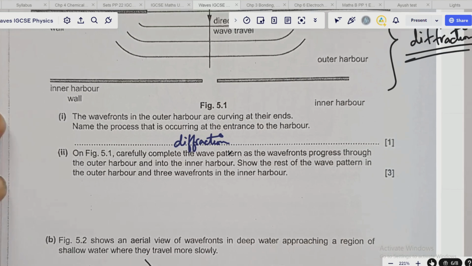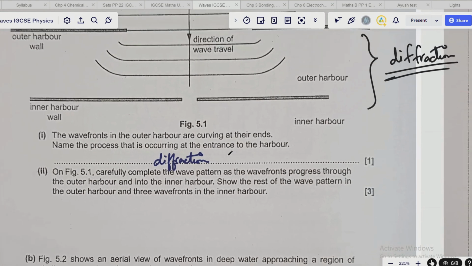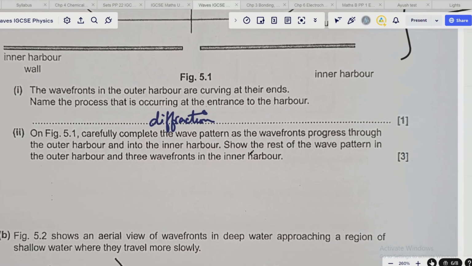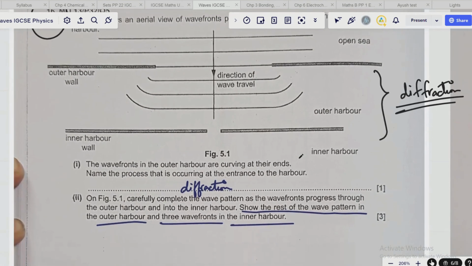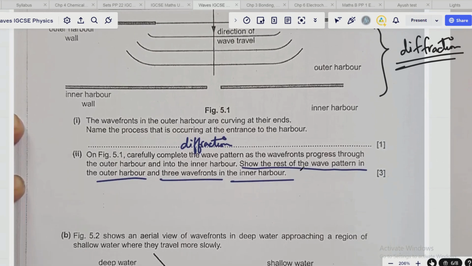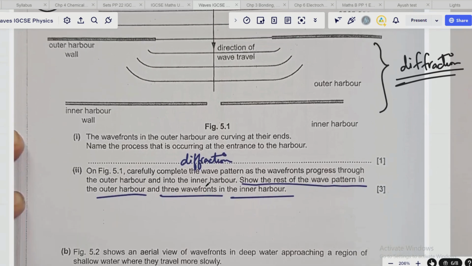Now on figure 5.1, carefully complete the wave pattern as the wavefront progresses. So I just drew the pattern for you. We will have more curves. Okay, this is what you need to draw. Just make sure you follow the rule that they are telling you to follow. See, show the rest of the wave pattern in the outer harbor and 3 wavefronts in the inner harbor. Okay, so what do we need to show? Show the rest of the wave pattern in the outer harbor.